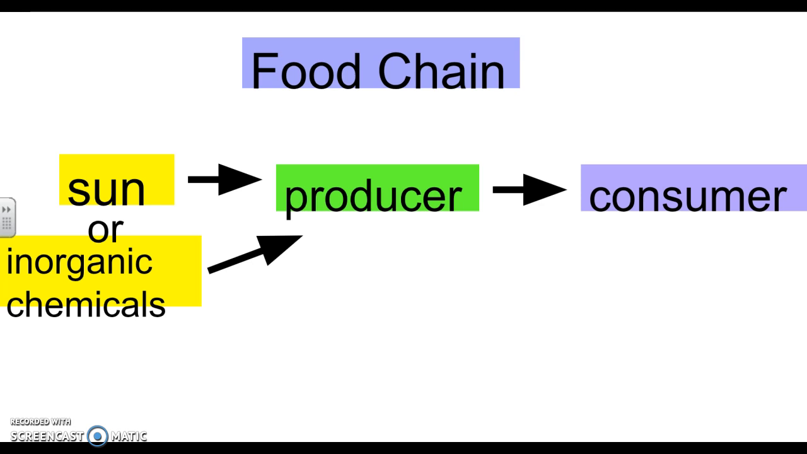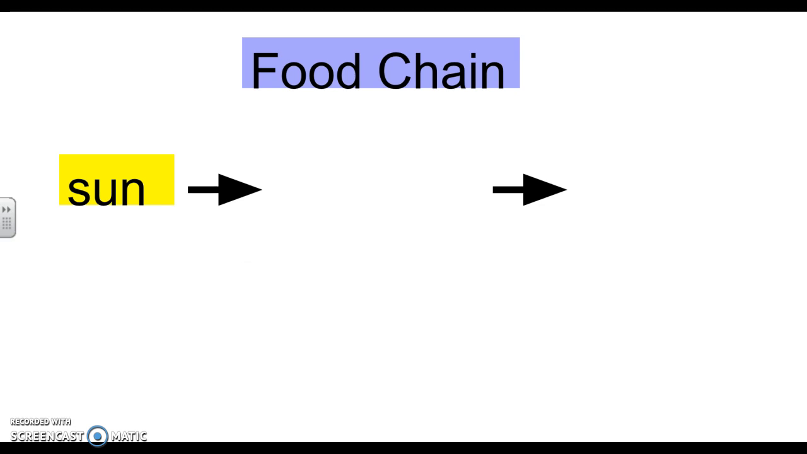All right, and so when we draw a food chain, we have to draw arrows, and the arrows always point to the organism that is getting the energy. So the producer gets its energy from the sun, so that's where the arrow points towards the producer. The consumer gets its energy from the producer, so the arrow points towards the consumer.